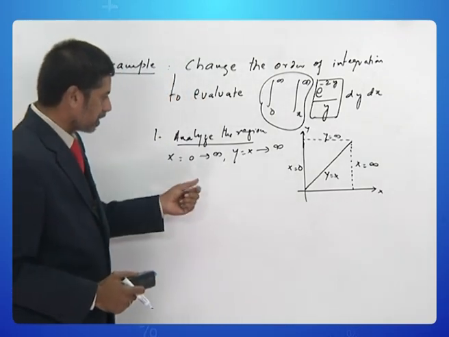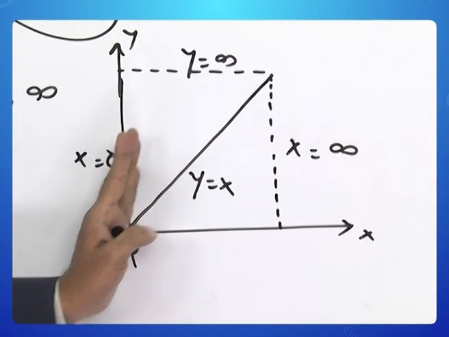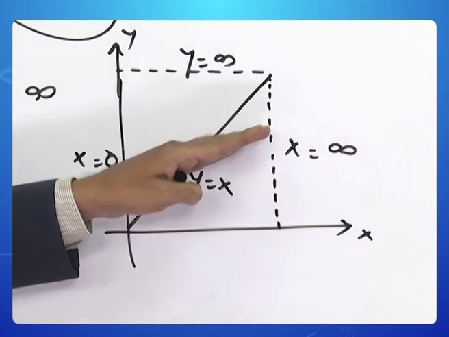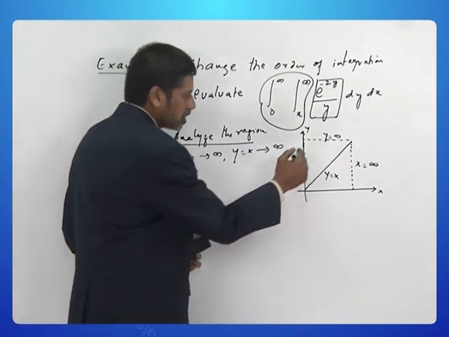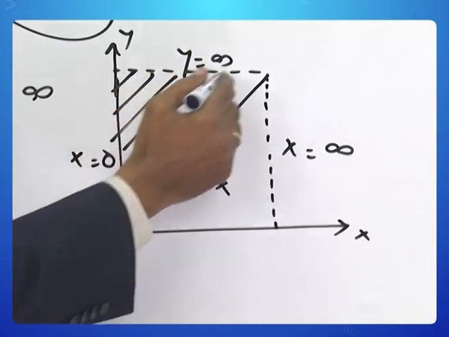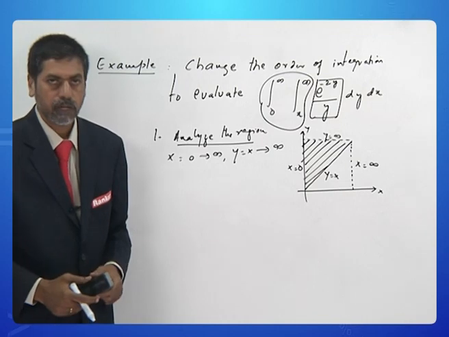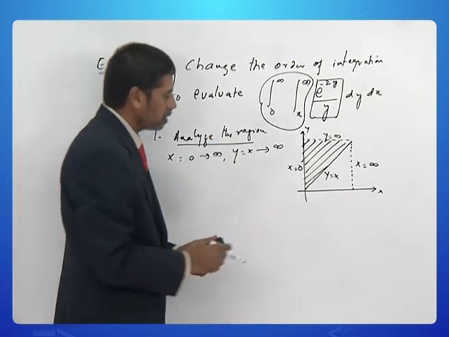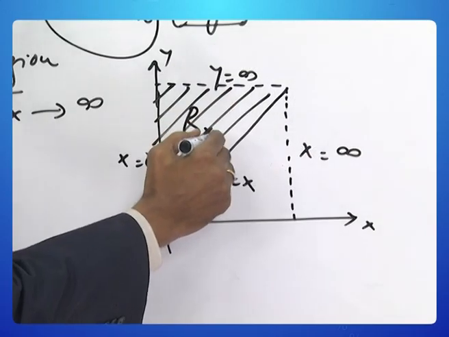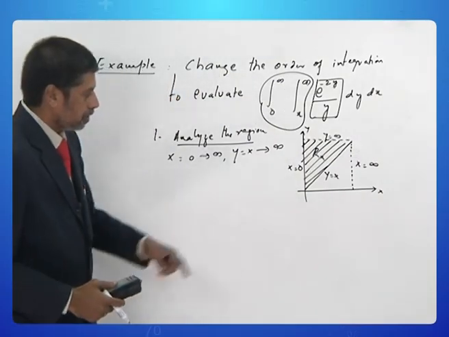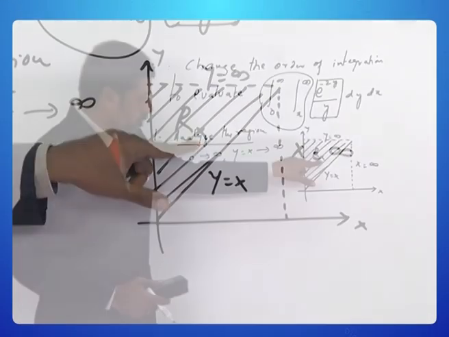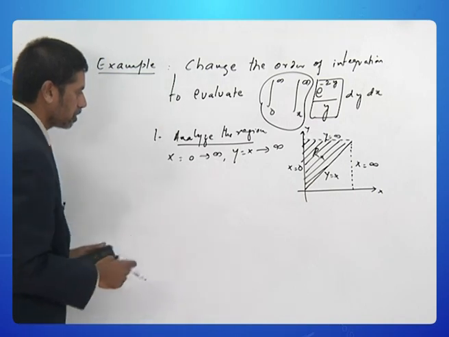So the region of integration is between x is equal to 0 to infinity, y is equal to x to y is equal to infinity. So it is the upper triangle. Now this region is Rx. Now the same Rx region should be converted into an Ry region.